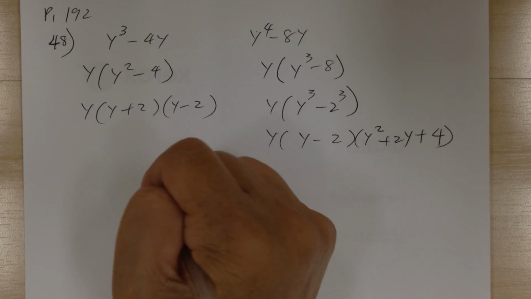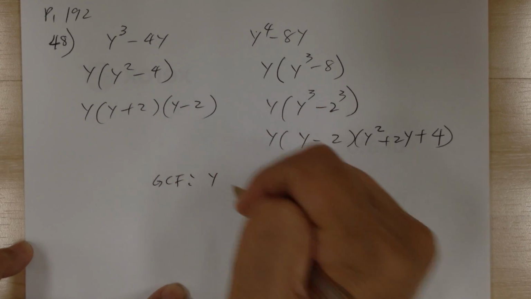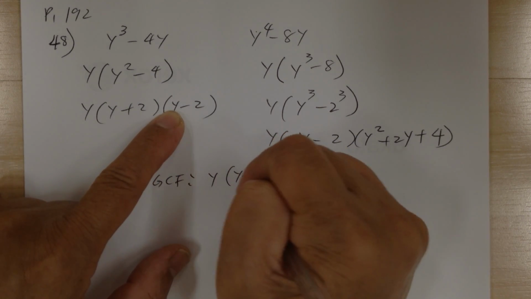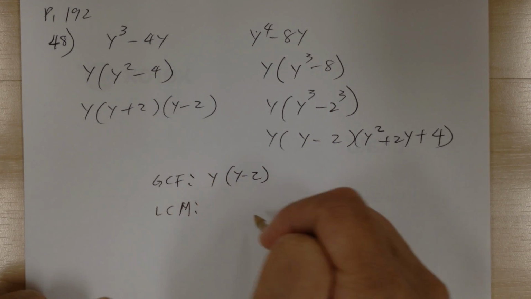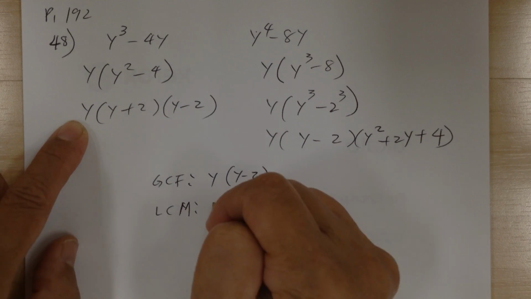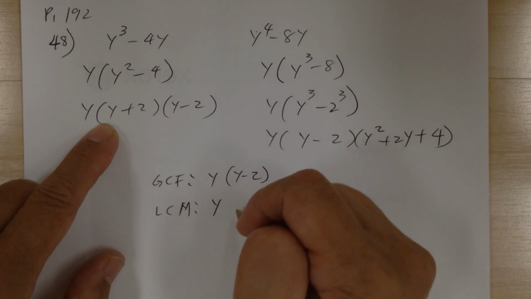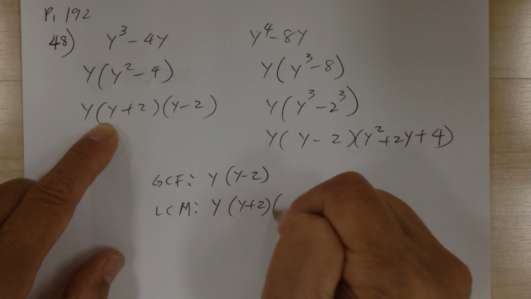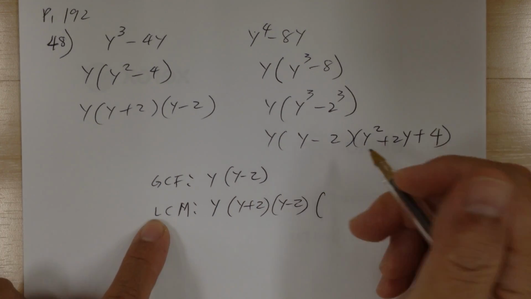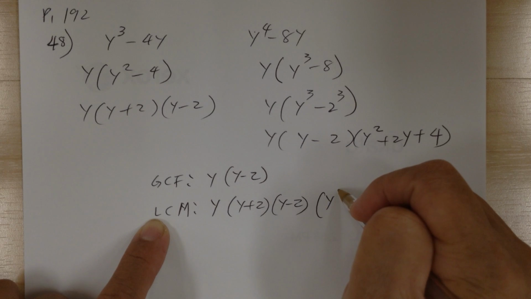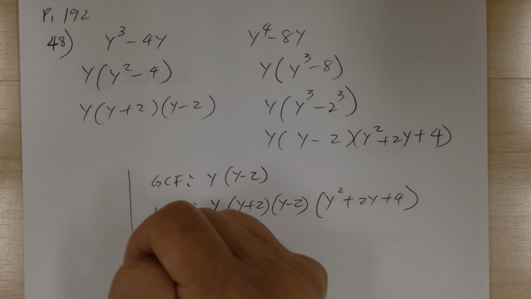So now you can do your GCF. GCF is what they have in common. So you have y in common, and you have y minus 2. Now LCM, you have to include all their factors. Start with the number, but there's no number. So do the alphabet, and then do the groups. So it'll be y plus 2, y minus 2, and you need to also have that. So LCM is everything. You have to use all the factors, cover every factor. And that's it.